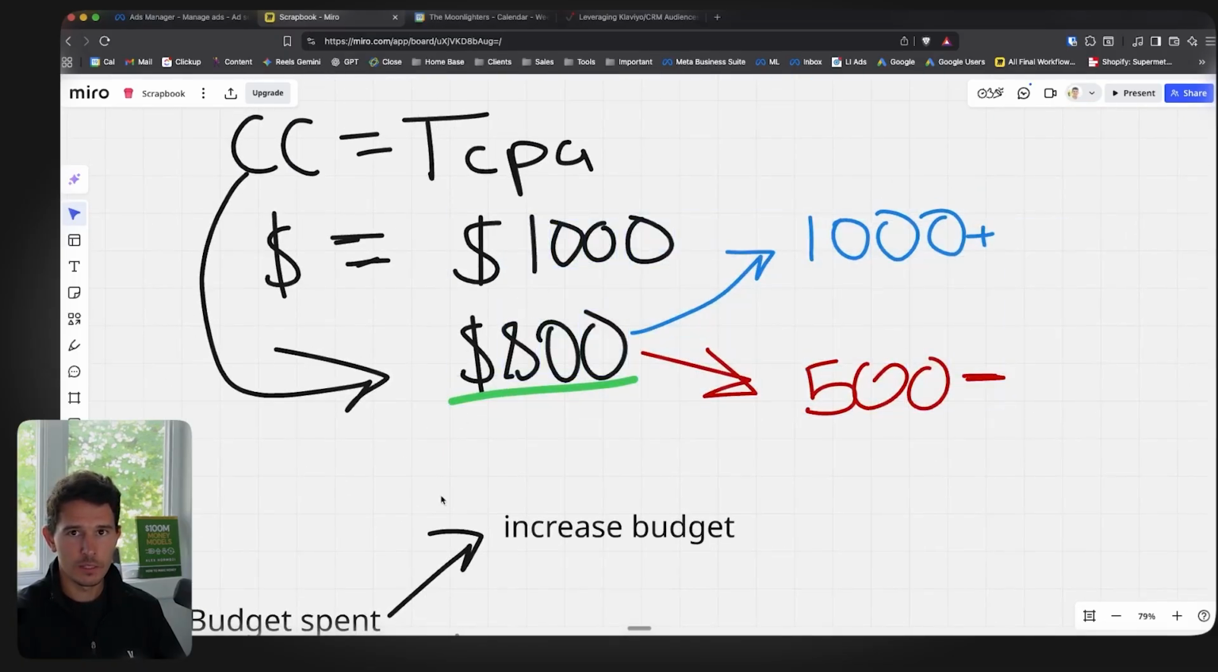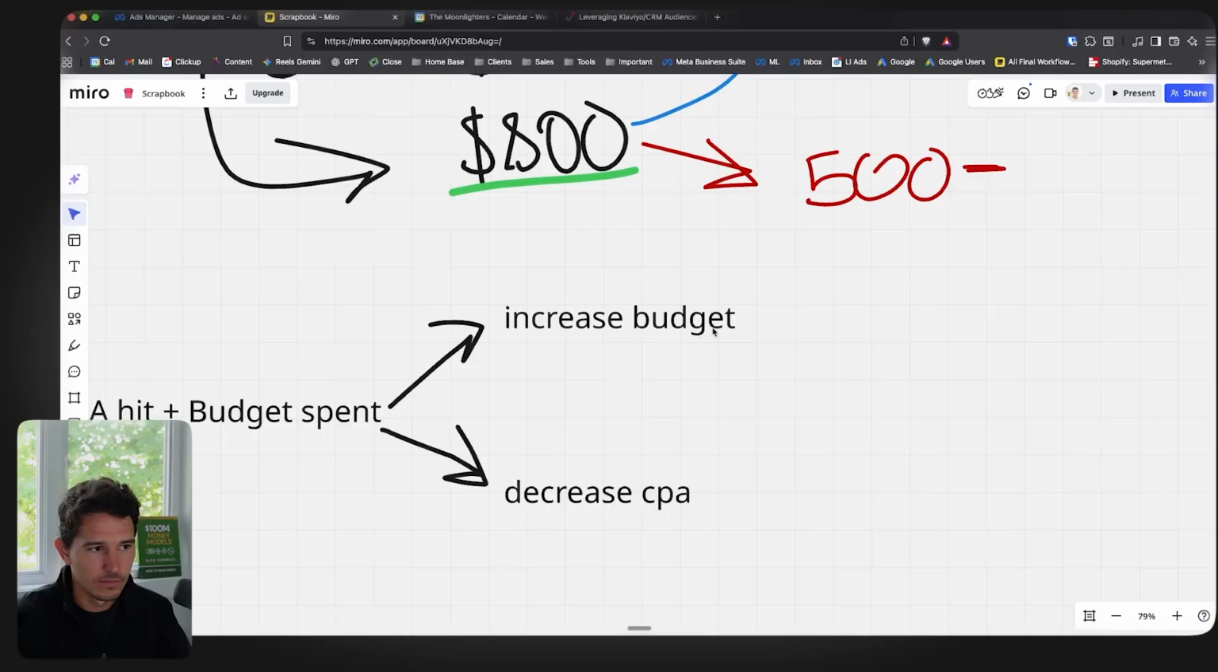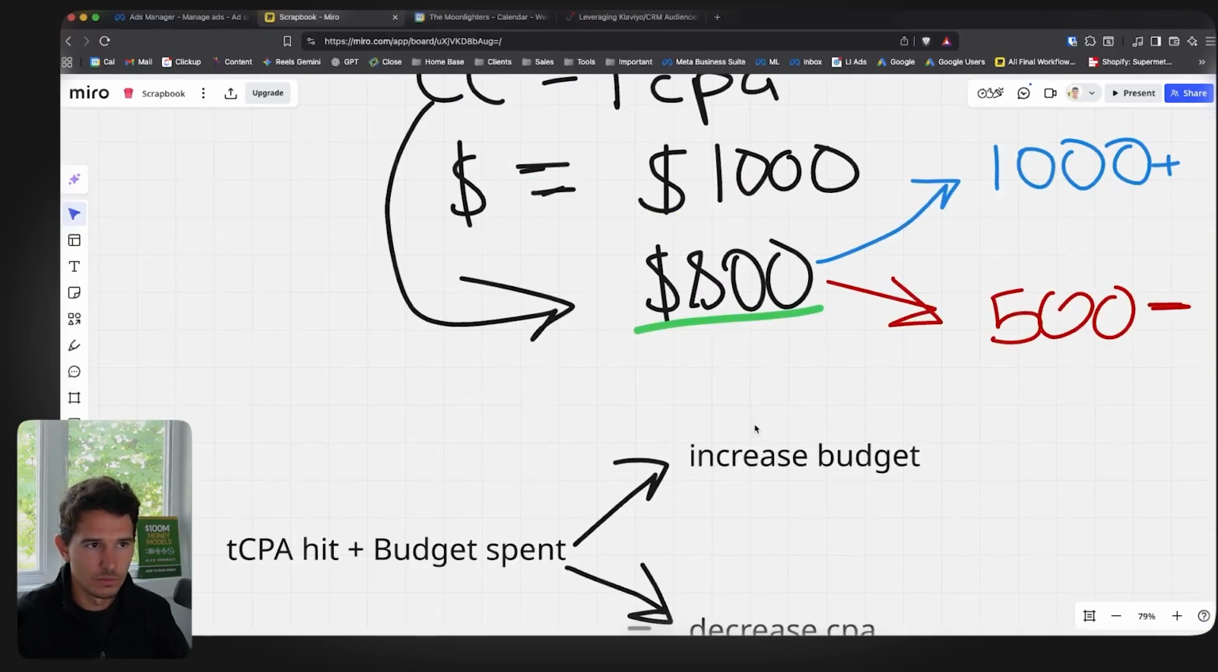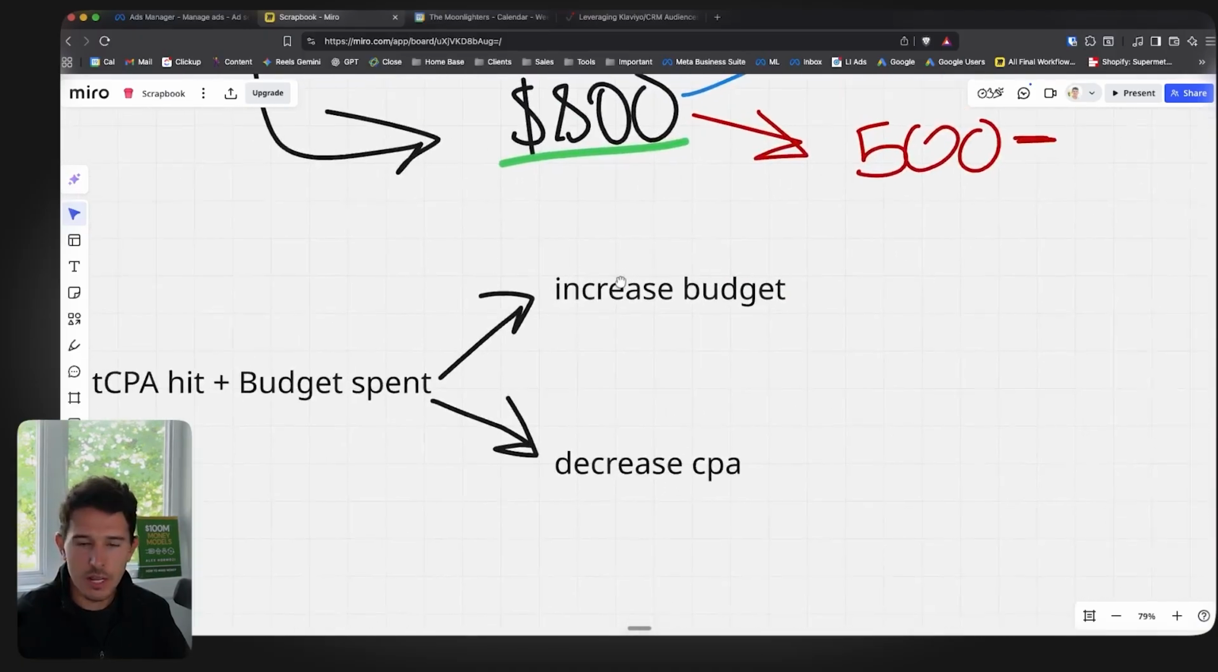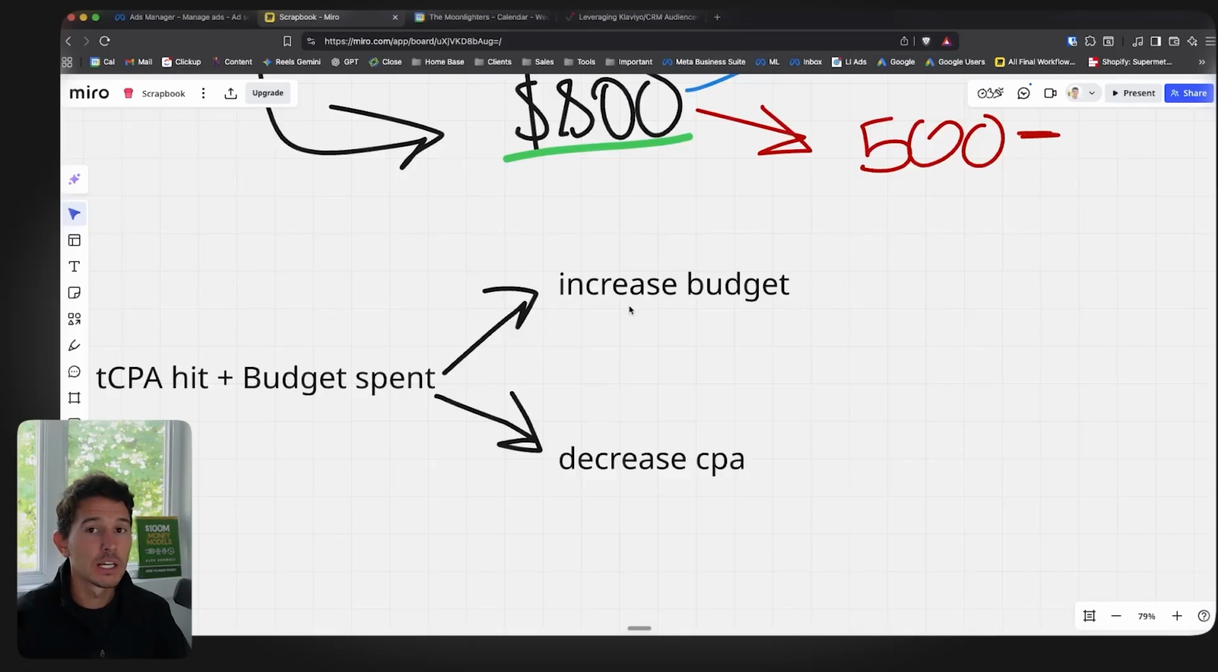We want to be in this balance. We want to increase our budget until we are not spending it in full every single day, and the TCPA, the target cost cap, is being hit. So if you have your cost cap at $50, as we were using in this example above, it's being achieved, meaning you're getting roughly $50 cost per acquisition, and you're spending in full, increase your budget.